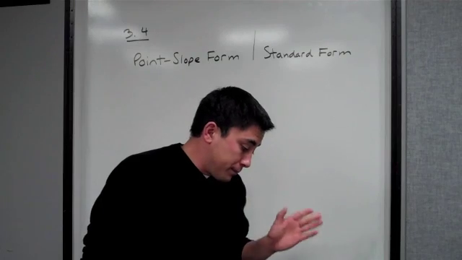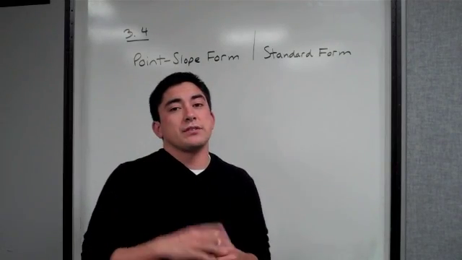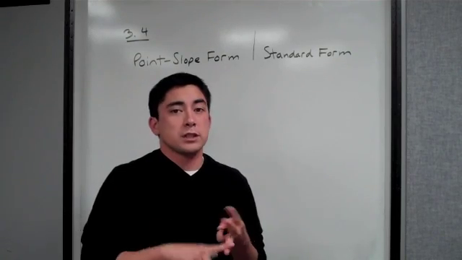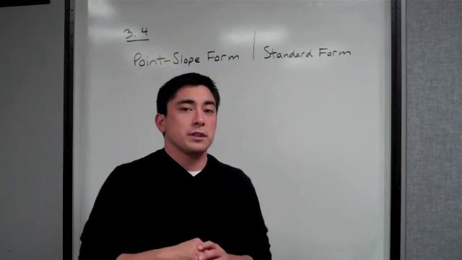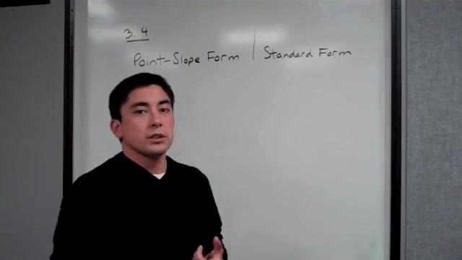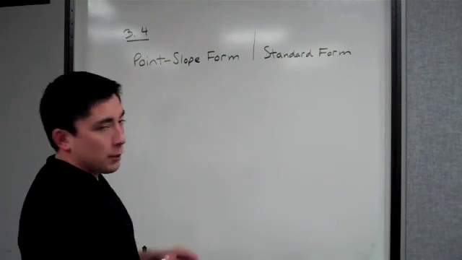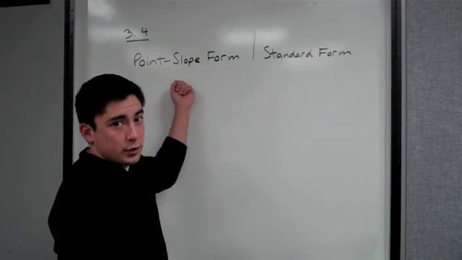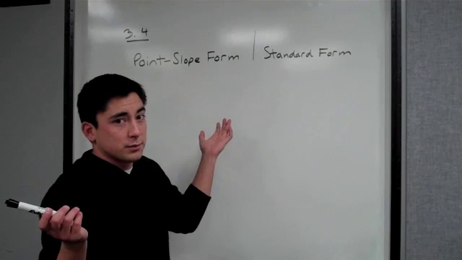Point slope form, there's three equations of a line. Three equations for a line. There's point slope form, standard form, and slope intercept. We're not dealing with slope intercept at all. We're just dealing with point slope and standard form. Now point slope, which obviously means you know a point, you know the slope. That's why they call it point slope form.